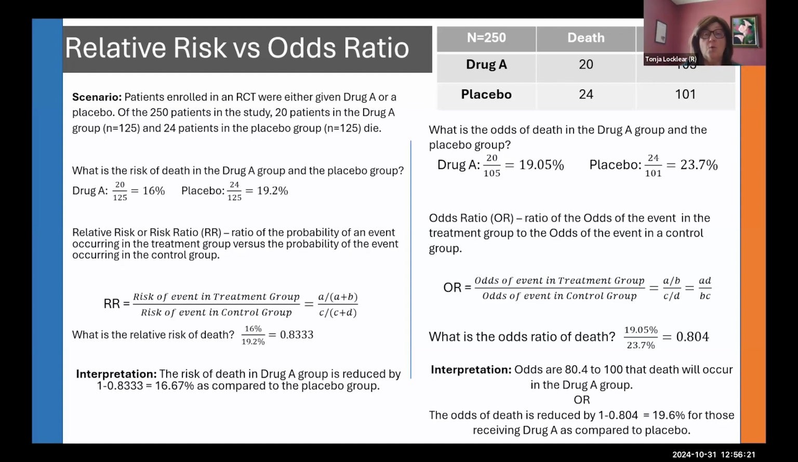If the odds ratio or the risk ratio is over 1, when you subtract 1 from it, let's say it was 1.2, you're going to get a 20% difference, and you would say it is increased by 20% for those receiving drug A compared to the placebo group. So the difference in the way you interpret this has to do with whether it's below the 1 value or above the 1 value, because that's going to give you an idea of whether it's reducing or increasing the likelihood.